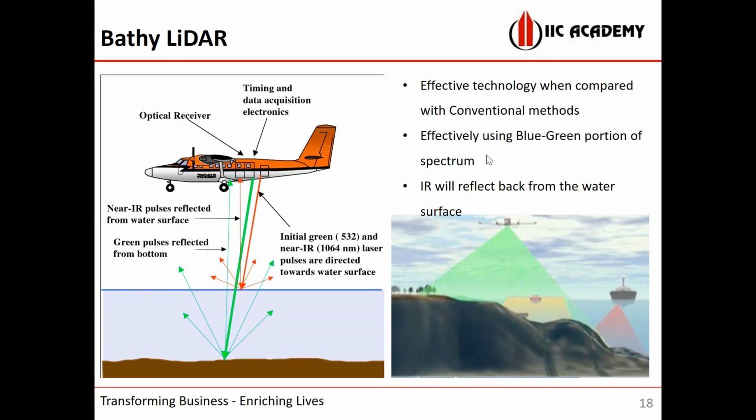Since we have GPS, and light is reflected back from the water surface as well as the bottom of the sea, you can easily calculate the depth. But here again, there is one more problem. If the water is clear, you can even go up to 70-meter depth. If the water is not clear, we cannot even penetrate up to 15, 20, 30-meter depth.